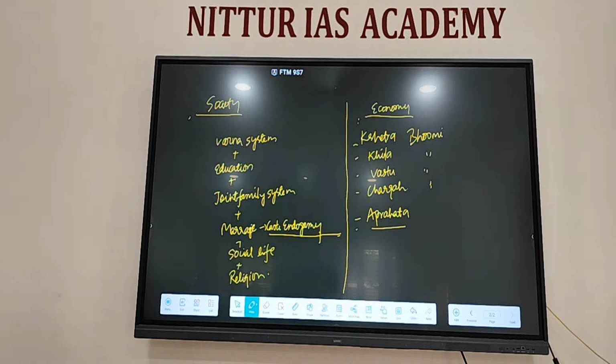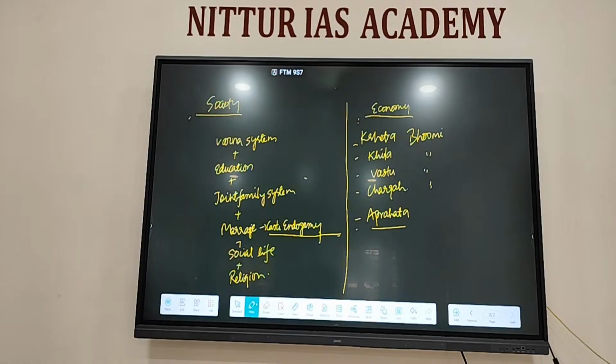Vastu Bhumi, in bracket habitable land. Next we write down Charga Bhumi, pasture land. And last we write down Aprahata Bhumi, in bracket forest land. Yes, these are the five classifications of land.